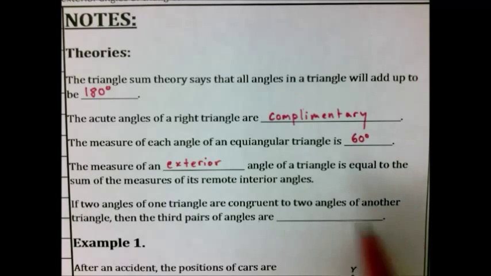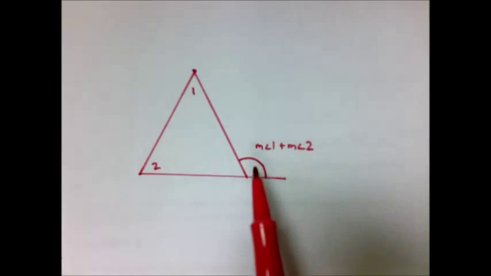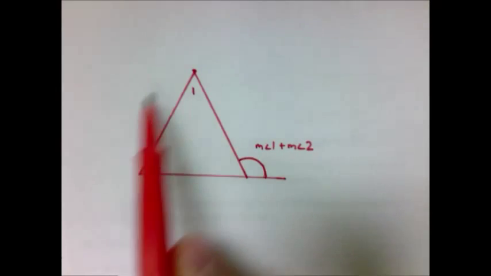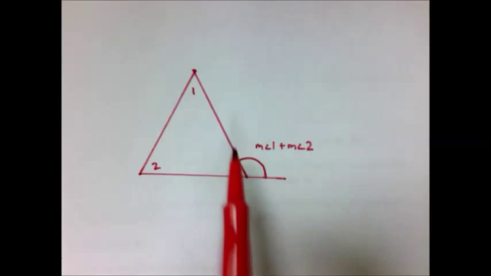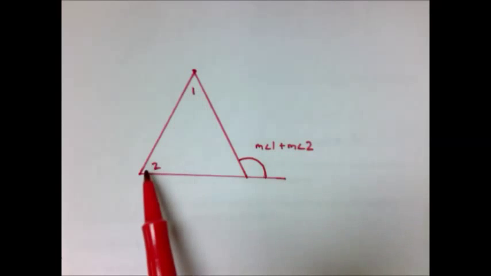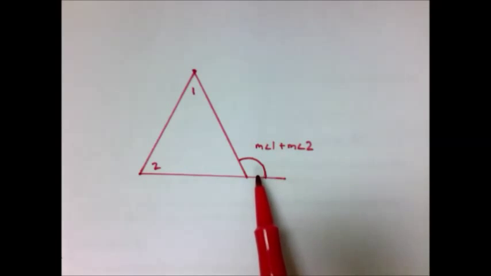The fourth theorem here says the measure of an exterior angle of a triangle is equal to the sum of the measures of its remote interior angles. That one's a difficult one, so let's take a look at an example. An exterior angle is one that lies outside of a triangle. Like right here, this is the exterior angle of this triangle. The measure of this angle is the same as its remote interior angles, which means the measure of angle 1 plus the measure of angle 2 will equal this angle.